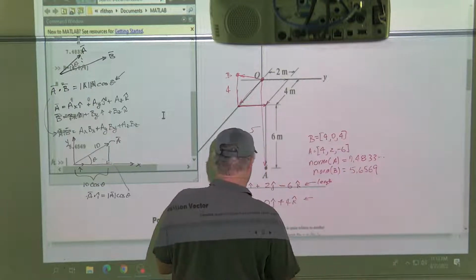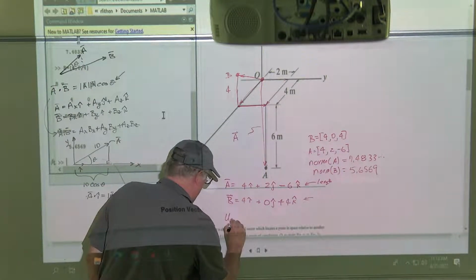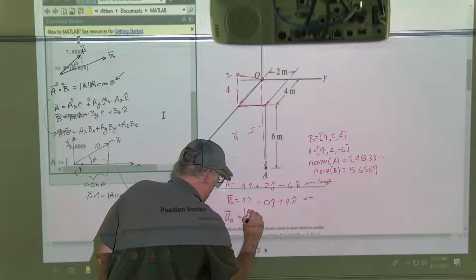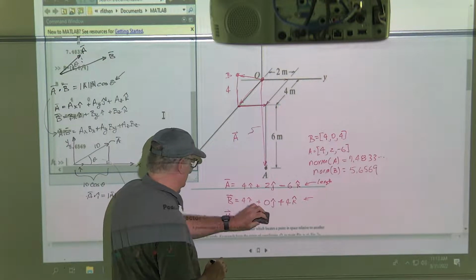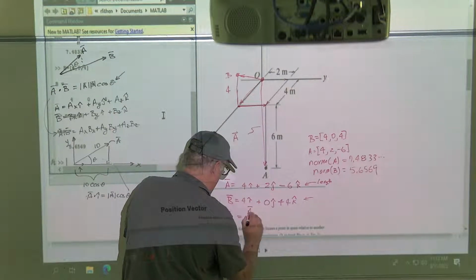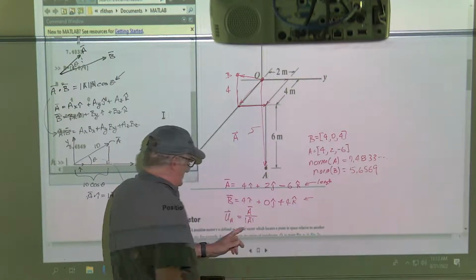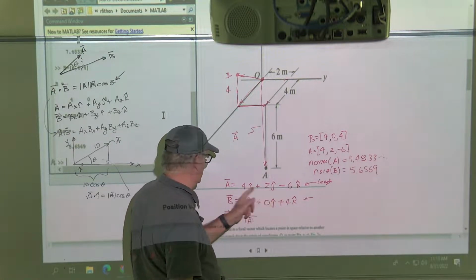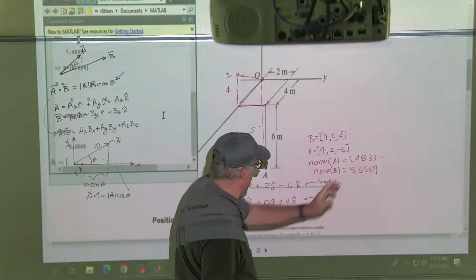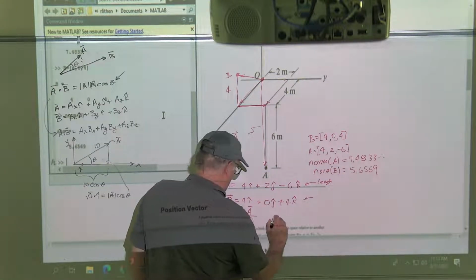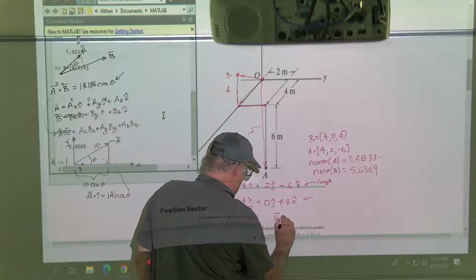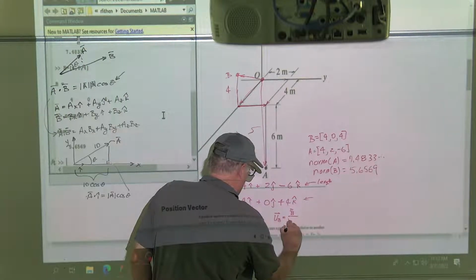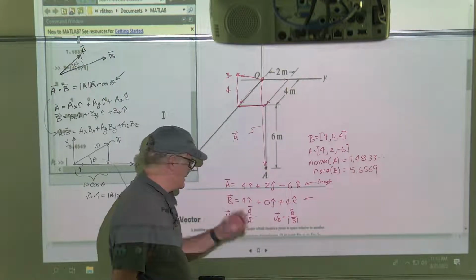Now, if I want a unit vector pointing in the A direction and a unit vector pointing in the B direction, all I have to do is this. I did that backwards, sorry. A over magnitude of A. This time, it's not a happy number, so there's no integers that are going to come out of this. 4 divided by 7.48 is going to be a bunch of digits. And I'm going to do this, the B over that.